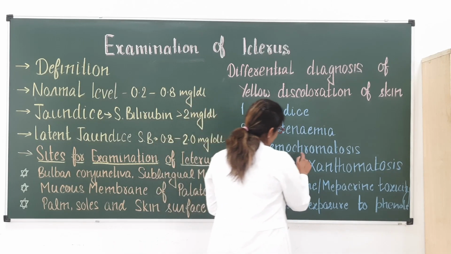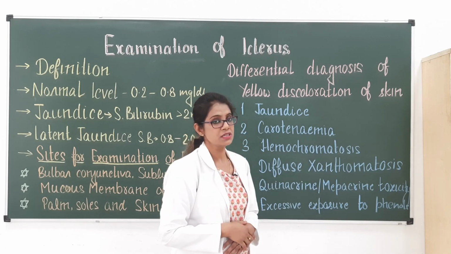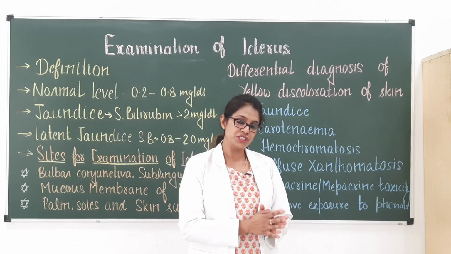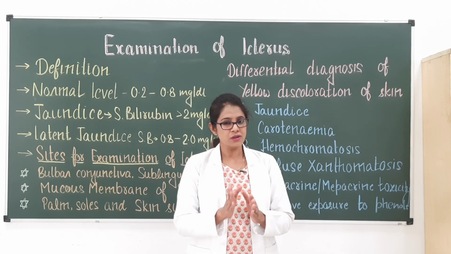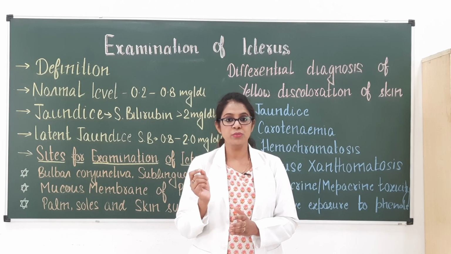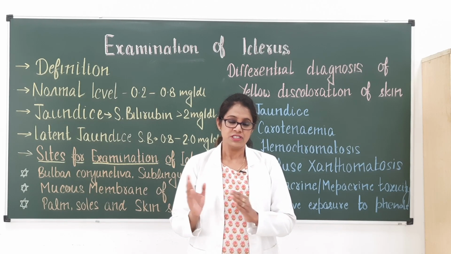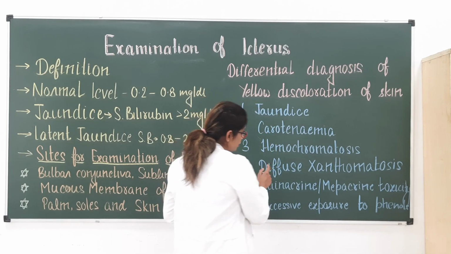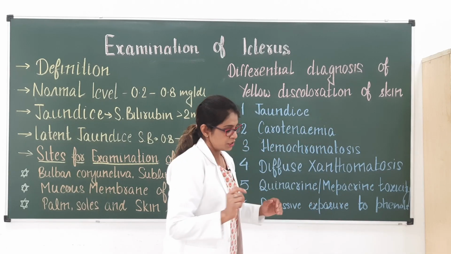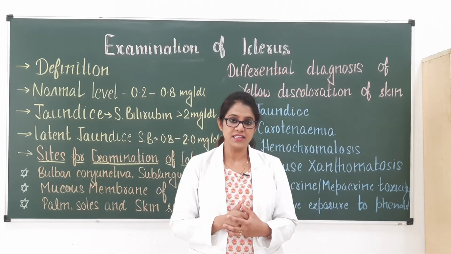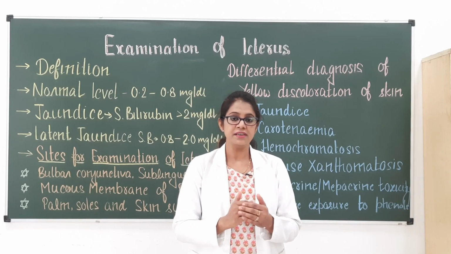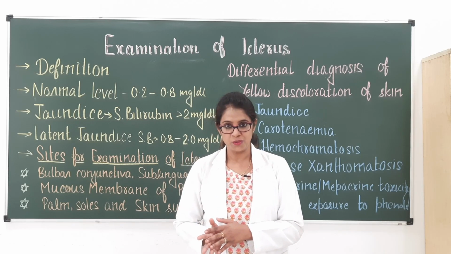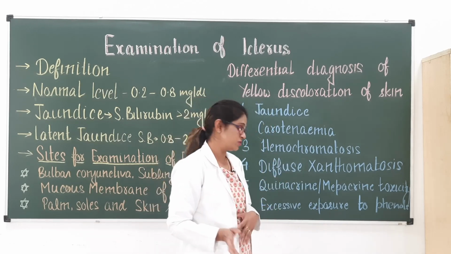Another cause is hemochromatosis, a hereditary disorder in which excessive iron deposition occurs in the tissues. Here the typical color of the skin is said to be bronze, which is very near to yellow. Next cause is diffuse xanthomatosis. Usually xanthomatosis is localized, in which lipid is deposited under the skin. Here also the color of the skin becomes orangish yellow. But these are all very rare causes.